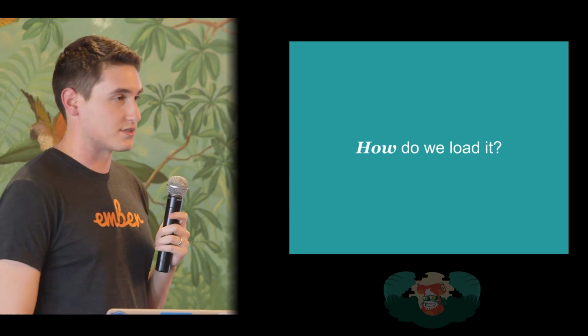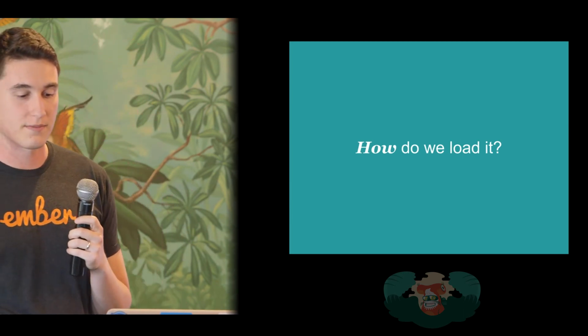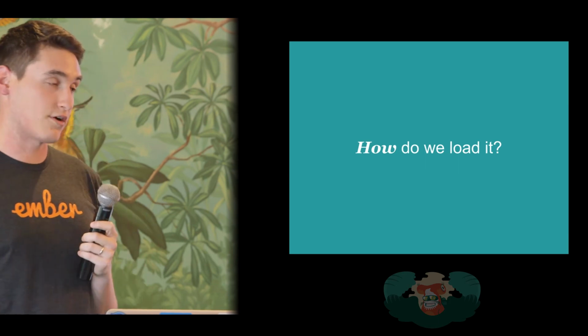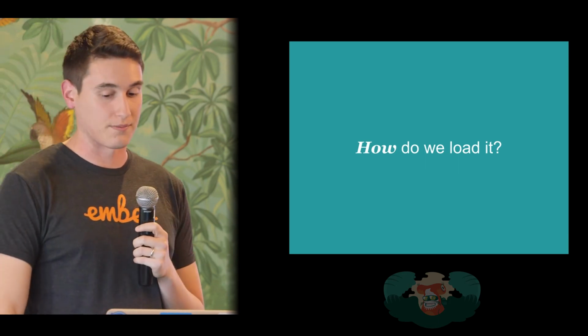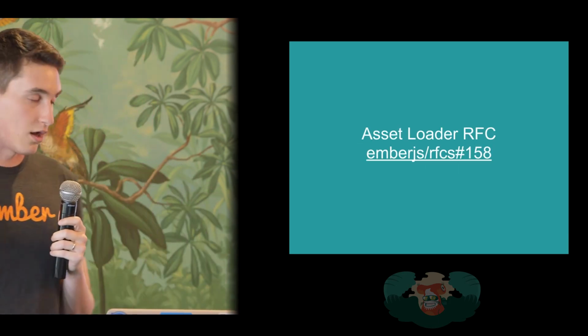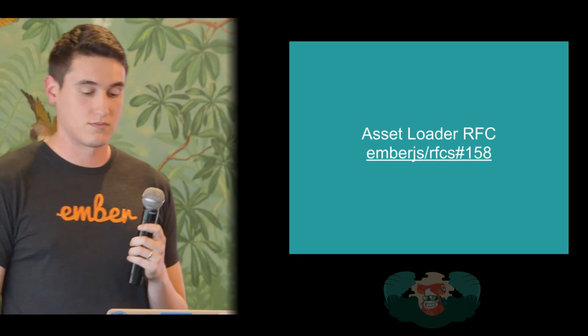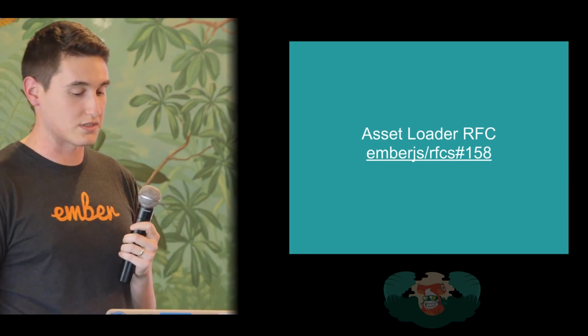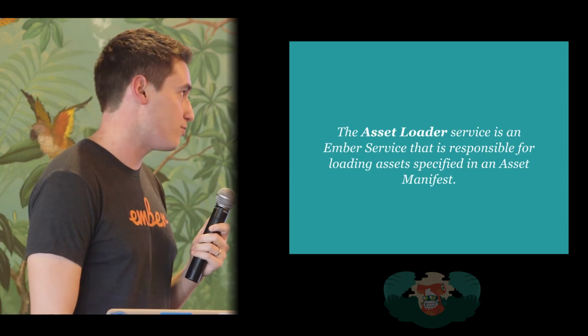So how do we load this? How do we load the stuff that we've defined in our manifest? We drafted an RFC for this as well, because we thought it was important. We call it the Asset Loader RFC. Pretty straightforward. And you can probably guess what this does, but I'll read you a blurb anyways.